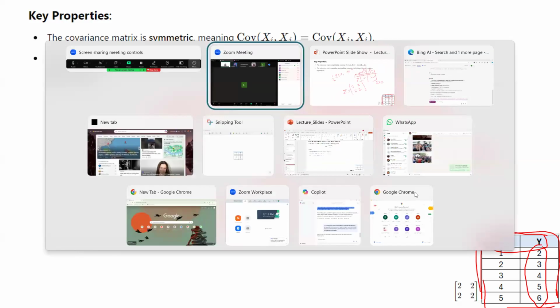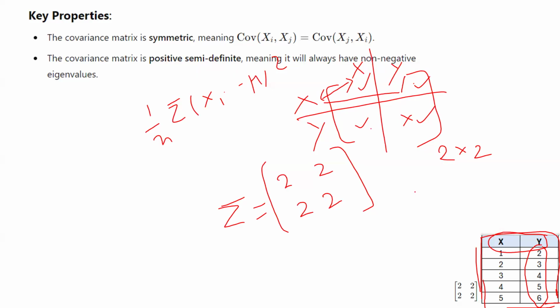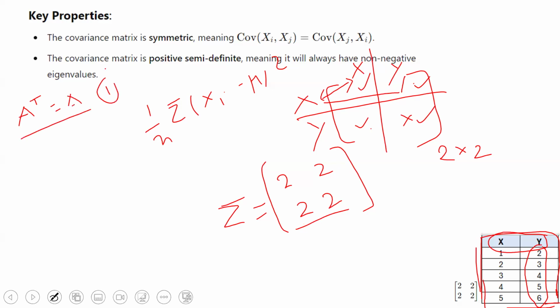Now I just want to understand if this is a positive semi-definite matrix or not. The first thing I can check is whether this is a symmetric matrix. A transpose is equal to A, which is the property of a symmetric matrix. So this is a symmetric matrix. The first property is satisfied.